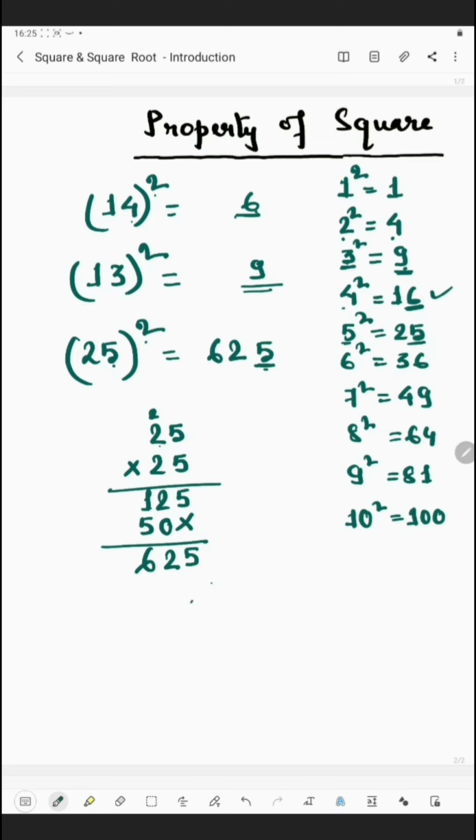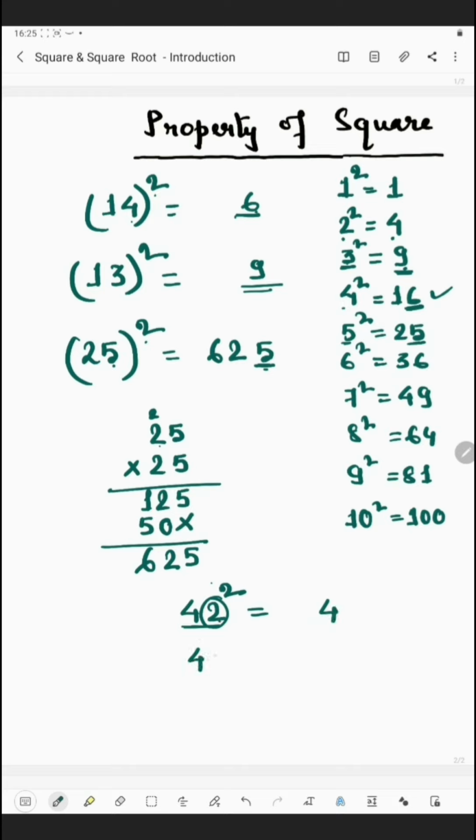Now if I take the number, say, 42, and the square of 42. Without finding the square of 42, if you want to find the unit digit, see, this number ends with 2. So that means if any number ends with 2, then the square of that number will end with 4. Why? Because 2 square means 4.